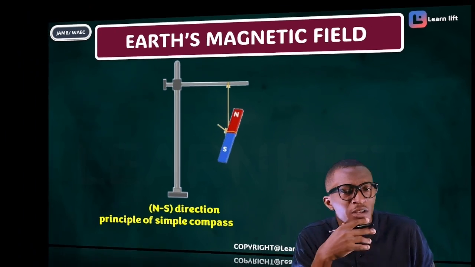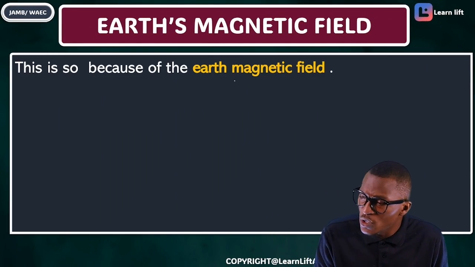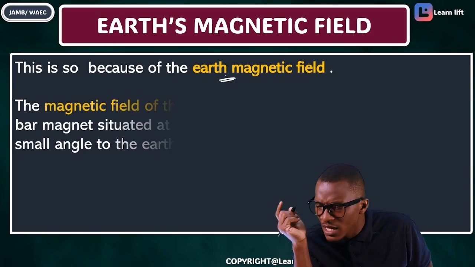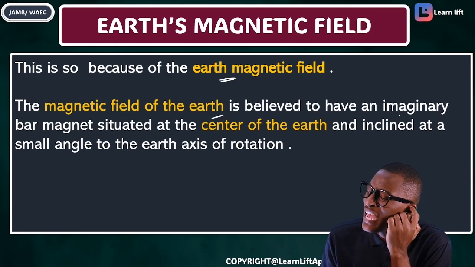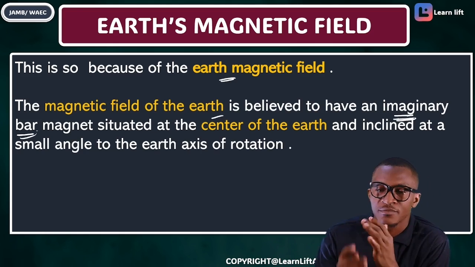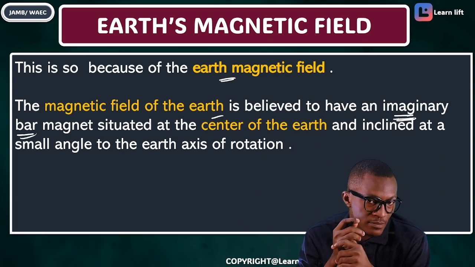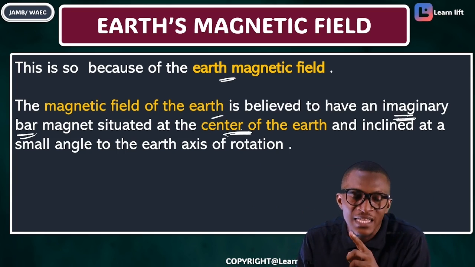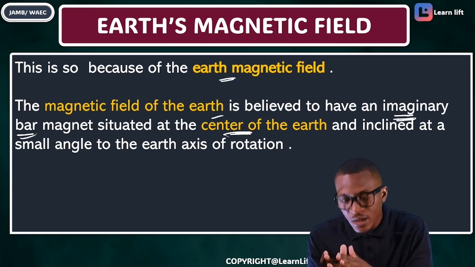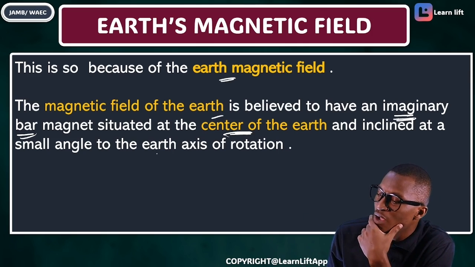To answer this, let's talk about the Earth's magnetic field. This is simply because of the Earth's magnetic field. What is the Earth's magnetic field? Take note that the magnetic field of the Earth is believed to come from an imaginary bar magnet, which is situated at the center of the Earth. And there's something interesting about the magnet: it is inclined at a small angle to the Earth's axis of rotation.